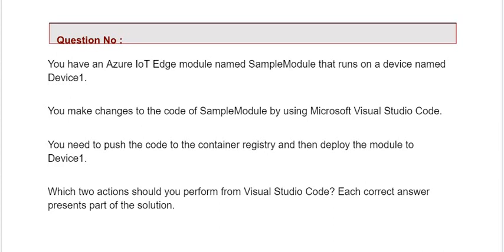Next question is, you have an Azure IoT Edge module named Sample Module that runs on a device named Device 1. You make changes to the code of Sample Module by using Microsoft Visual Studio Code. You need to push the code to the container registry and then deploy the module to Device 1. Which two actions should you perform from Visual Studio Code? Each correct answer presents part of the solution.